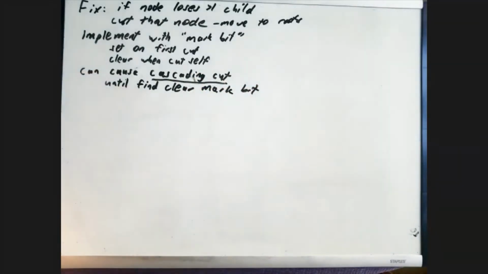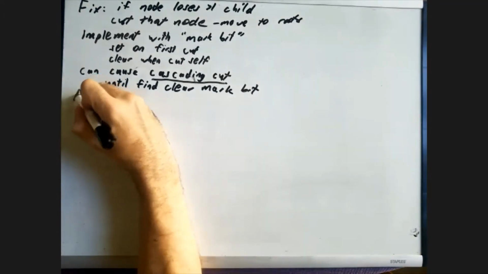Right? And this is a bit worrisome because it means that our decrease key operation could have who knows what real runtime, right? We may be doing a tremendous amount of work as a result of applying these cascading cuts.